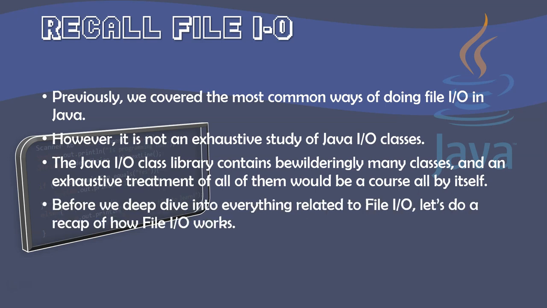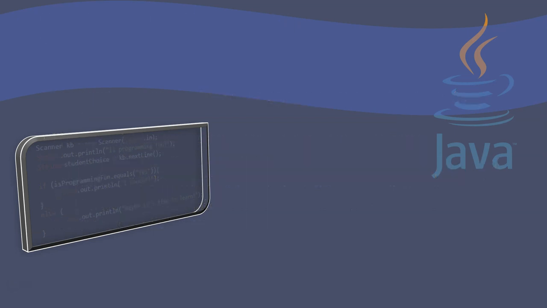it really starts adding layers of complexity that are going to be beyond the scope of what we're covering here in this course. However, before we deep dive into anything related to file I/O, we're going to take a quick recap on how file I/O works and also look at the difference between the text files and binary files that we're going to be using.